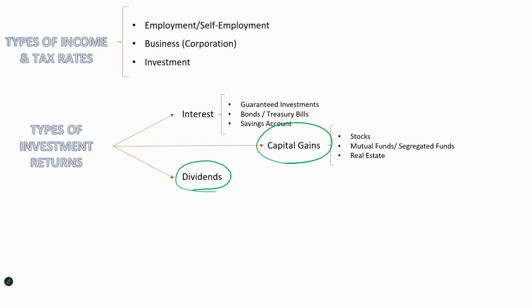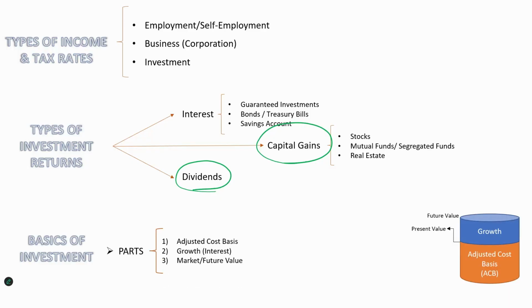So now that we talked about the different types of income and also different types of investment returns, let's talk about the basics of investment. When we're talking about investment, there are mainly three parts that we have to pay attention to. First part is what amount of money I'm investing, or what amount of money I'm depositing, or what amount of money am I using to purchase that stock or real estate or mutual fund. That is what we call an ACB, adjusted cost basis. So adjusted cost basis is the money that I put in for that investment.